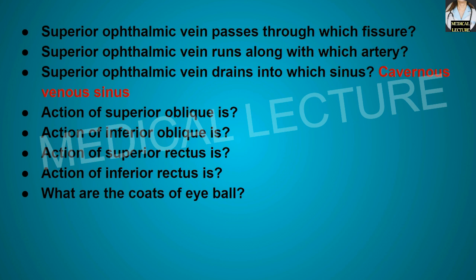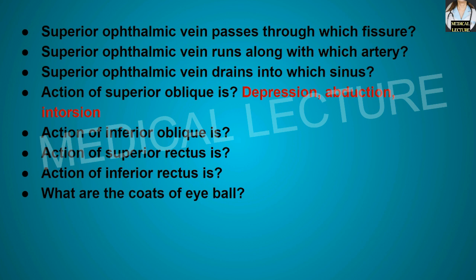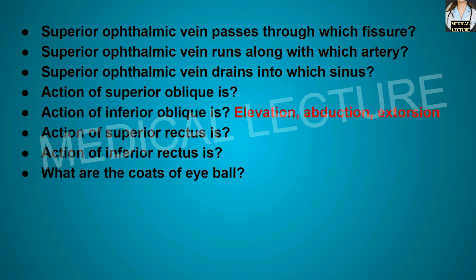Now what is the action of the superior oblique muscle? So it causes depression, abduction and intorsion, while the action of the inferior oblique muscle is elevation, abduction and extorsion.